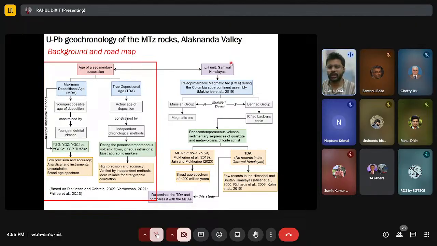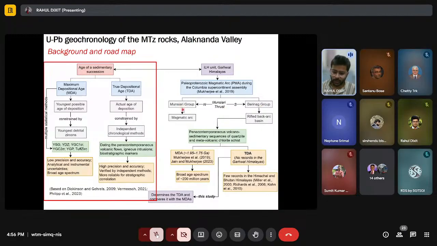So when we talk about the inner Lesser Himalayan units of the Garhwal Himalaya, this particular unit basically represents the Paleoproterozoic magmatic arc during the Columbia supercontinent assembly, as reported by Mukherjee in 2019. This magmatic arc consists of two major groups which are now present in the Himalayas as the Munsiari group and the Berinag group. As we have seen already, they are separated by the Munsiari thrust, and towards the north of the Munsiari thrust we have the Munsiari group, and towards the south we have the Berinag group.